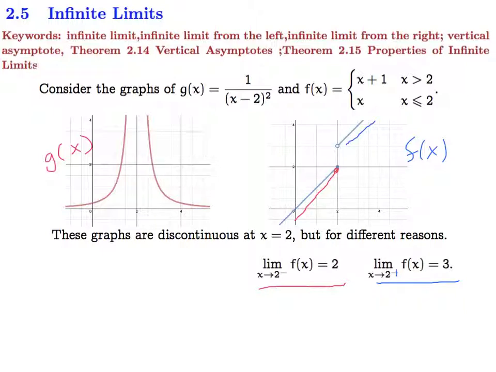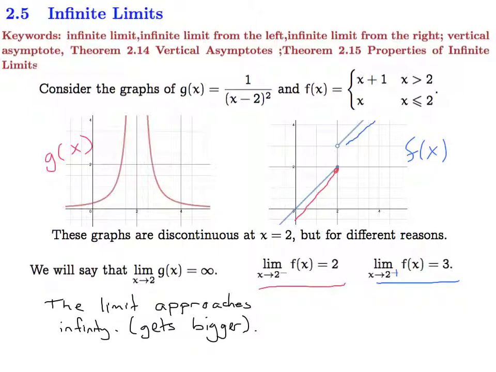And what we want to do in this section is talk about a way to make sense of the limit for the graph here on the left. So we're going to say that as we get closer to 2, this limit approaches infinity. Our notation for this will be the limit as x approaches 2 of g of x equals this symbol called infinity. And we'll say that the limit approaches infinity, which is a nice fancy way to say that the numbers keep getting bigger and bigger and bigger as we get closer to 2.